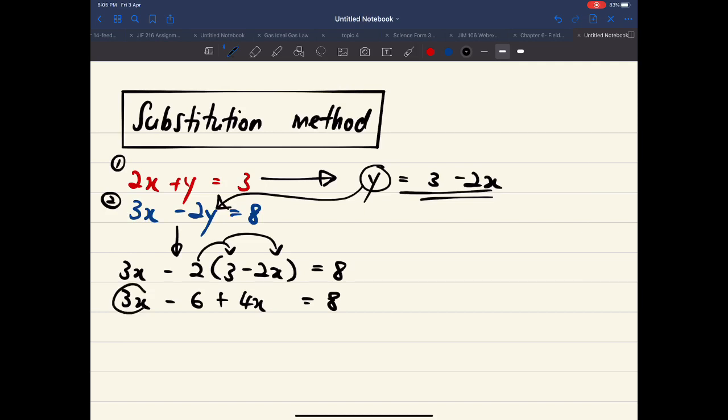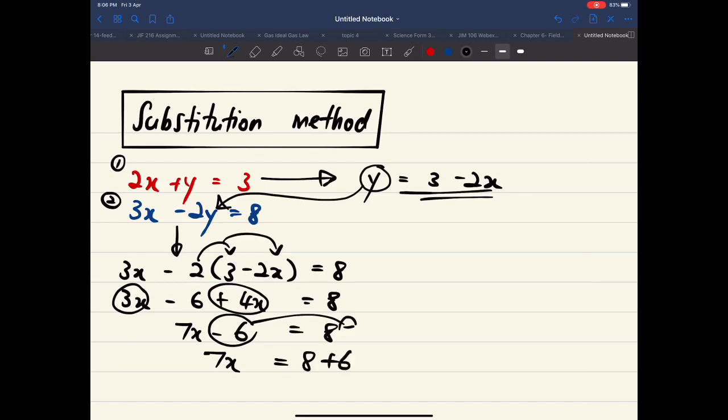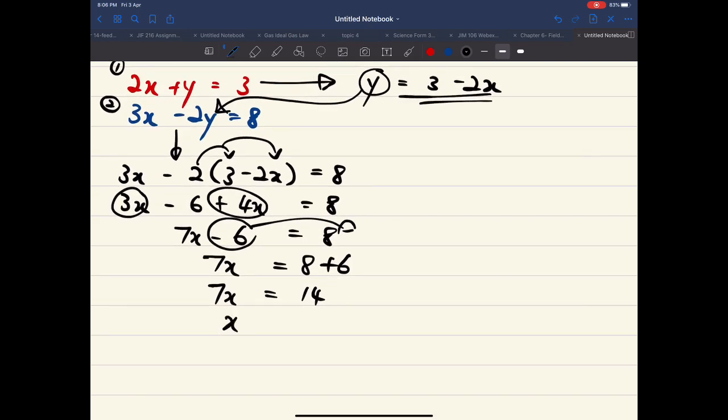Now again, solve this. 3x plus 4x gives 7x minus 6 equals 8. You have to make the unknown one side and the number on the other side. So 8 plus 6, so 7x equals 14. So what is x? x is 14 divided by 7, which is 2. So now I've got this.